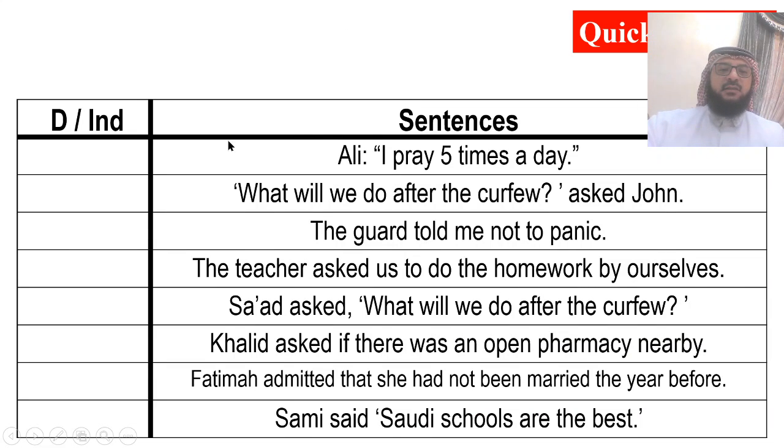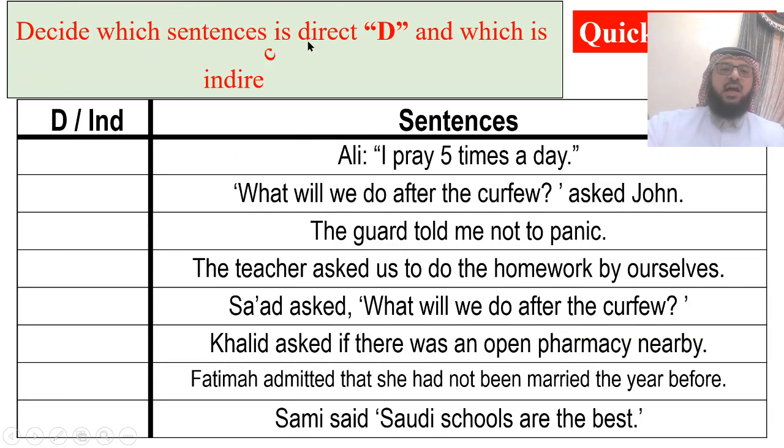Quick exercise. Decide which sentence is direct and which is indirect. You know, we have which sentence, not sentences. D direct, ind for indirect. Ali, I pray 5 times a day. Is this direct or indirect? 1, 2, 3. direct. هذا الكلام المباشر اللي قاله بالضبط. عشان كذا في عندنا أقواس.